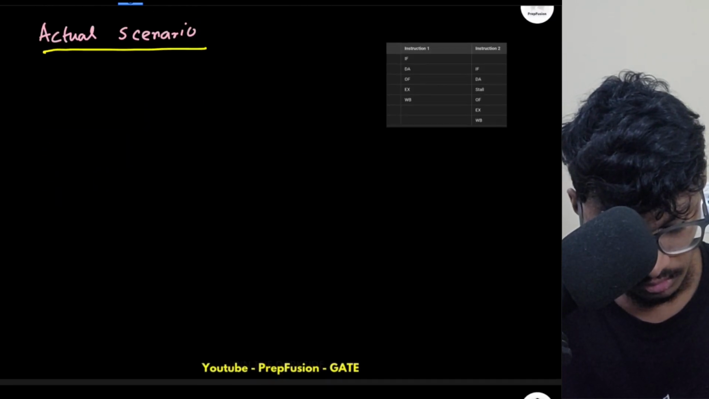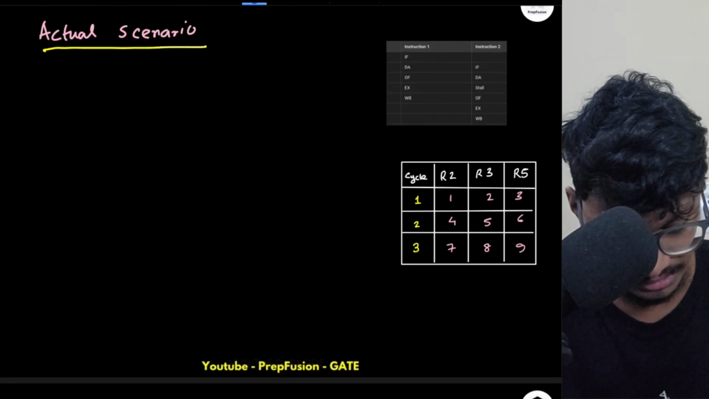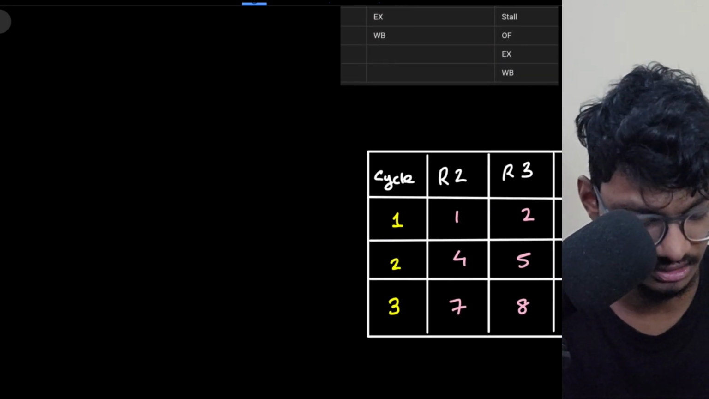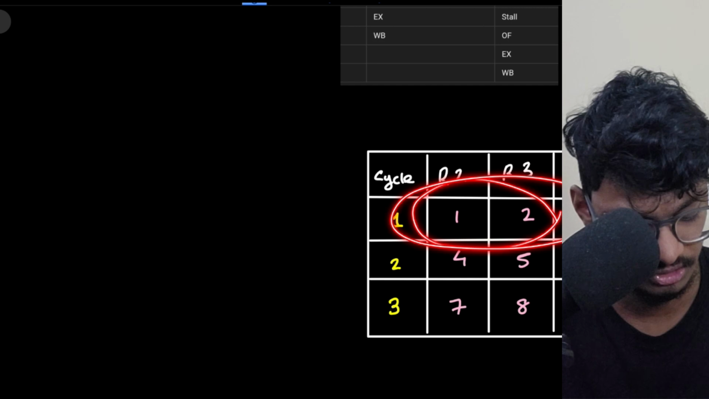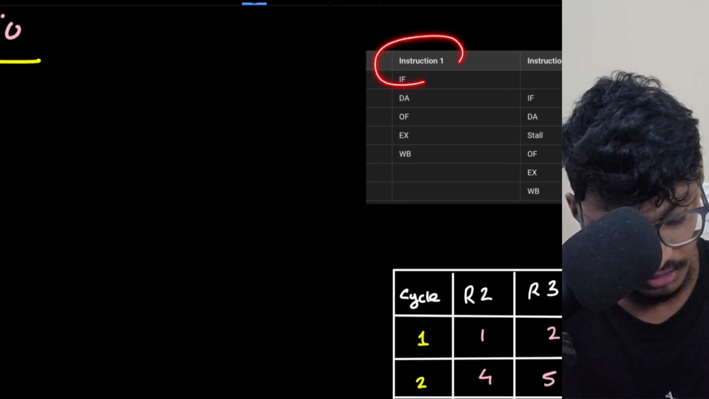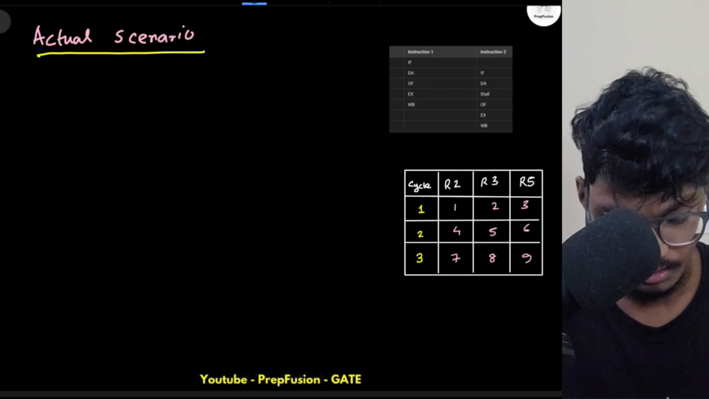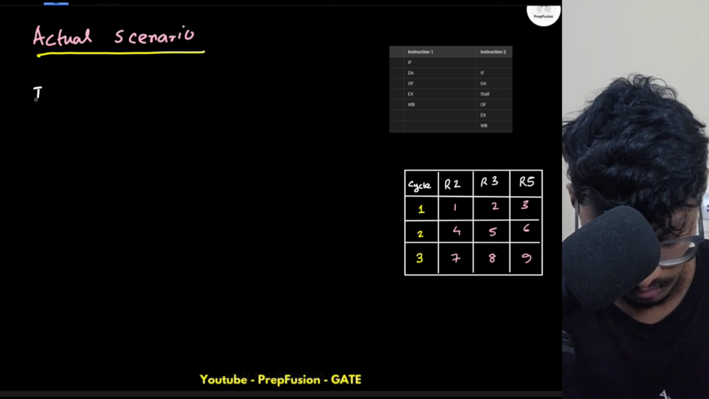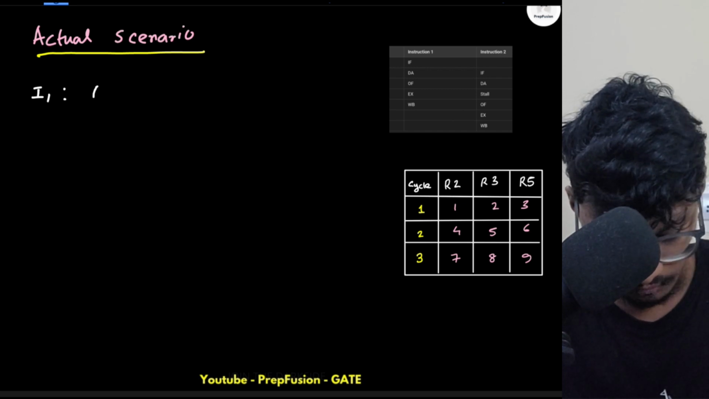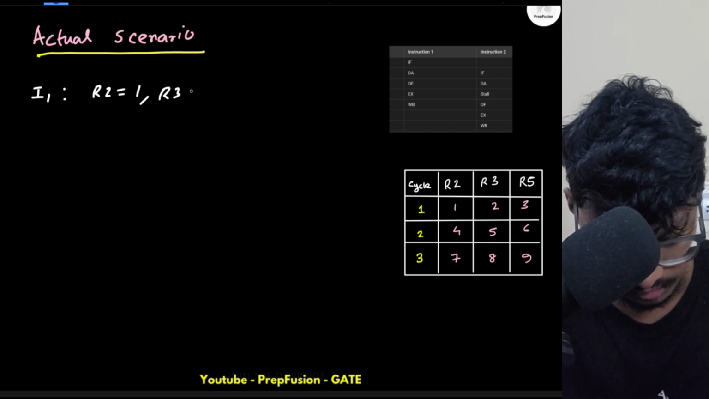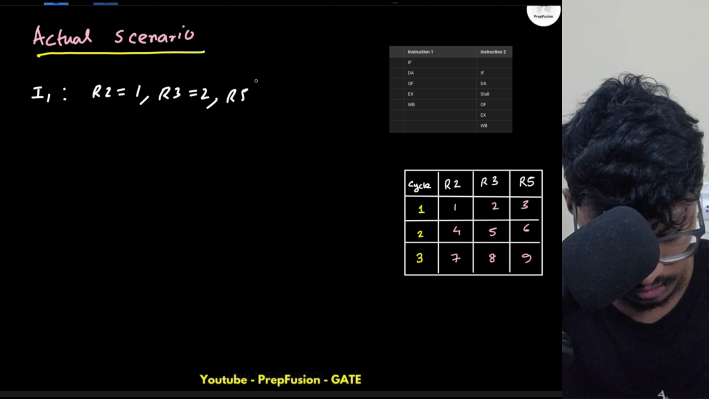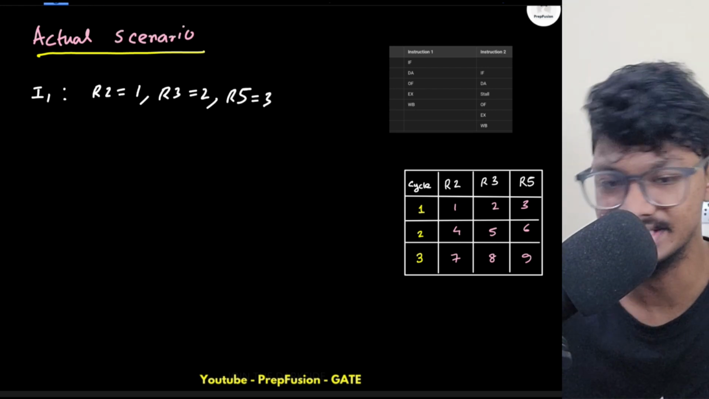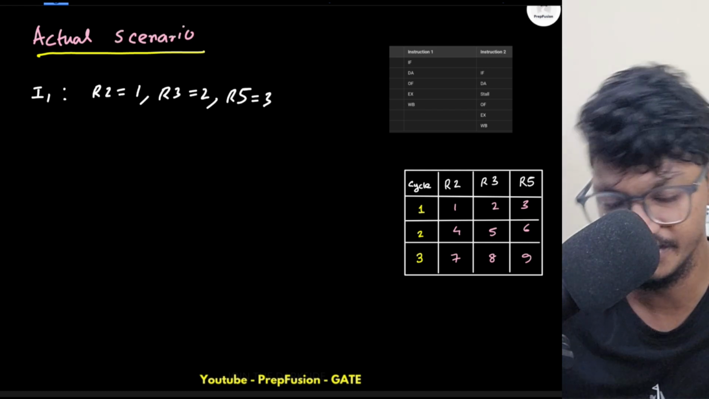So I'm assuming this cycle 1 represents the cycle when the operands are fetched. So here I have fetched the operands of the first instruction, right? The first instruction should fetch these operands R2, R3 and R5. So in instruction I1, it will fetch R2 equals 1, R3 equals 2 and R5 equals 3, and obviously store them in its own registers. It has fetched the operands.